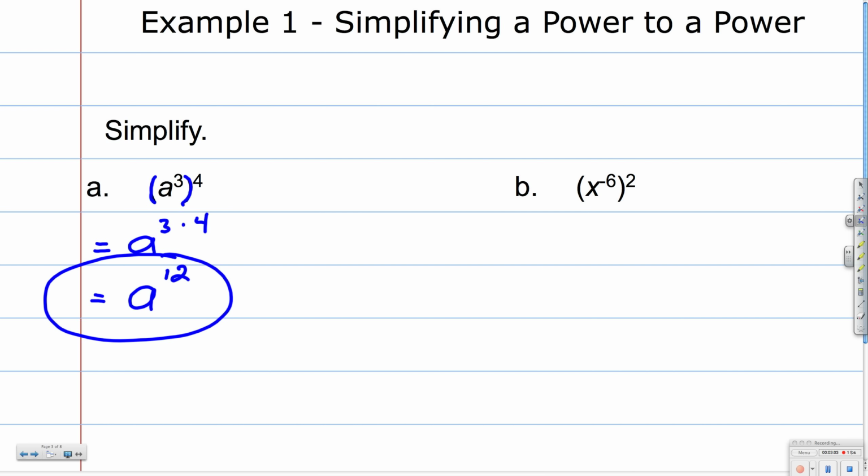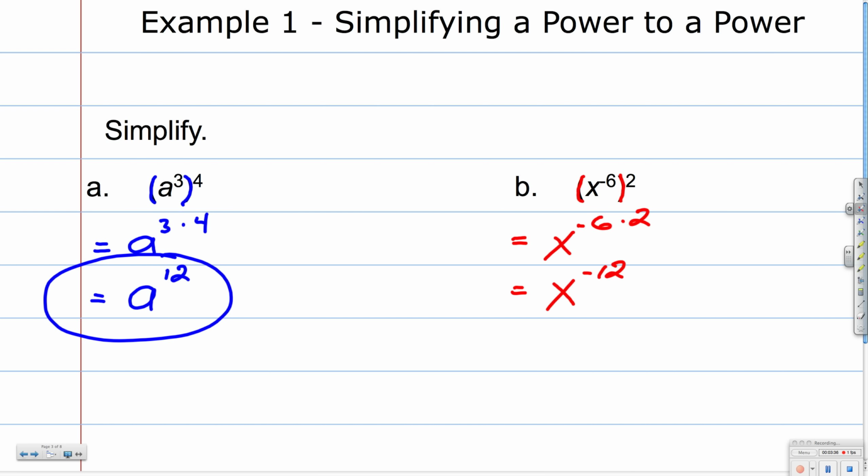Now in example B, we have x to the negative 6 being raised to the 2nd power. Again, we know it's a power to a power because of these parentheses separating the negative 6 power and the 2 power. We'll worry about that negative exponent in a few minutes. But first we're going to apply the power of a power property, so we can rewrite this as x to the negative 6 times 2. And when I multiply those two powers, that gives us x to the negative 12.